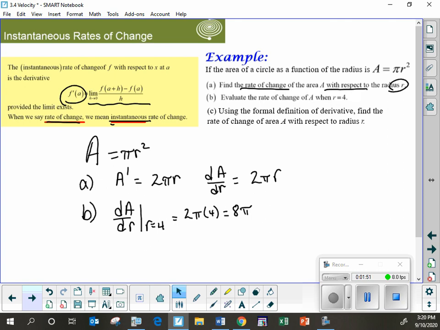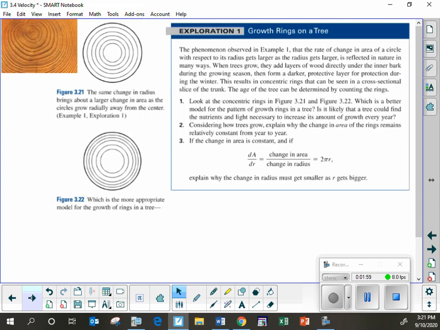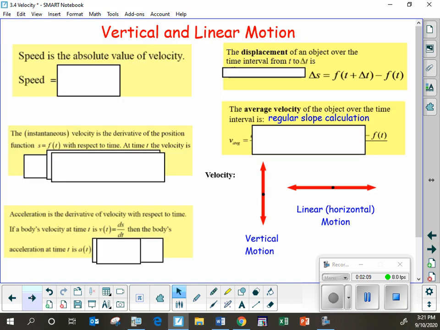And then part C, using the formal definition of derivative, find the rate of change of area with respect to radius. Well, that's going to come back and be the same. I'm going to pass so that we don't spend too much time doing this. This is not in your notes, so I'm going to pass on that one too.